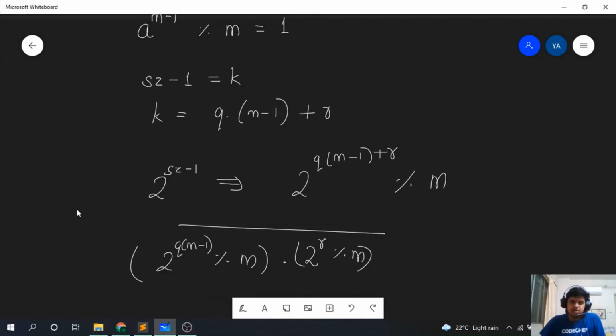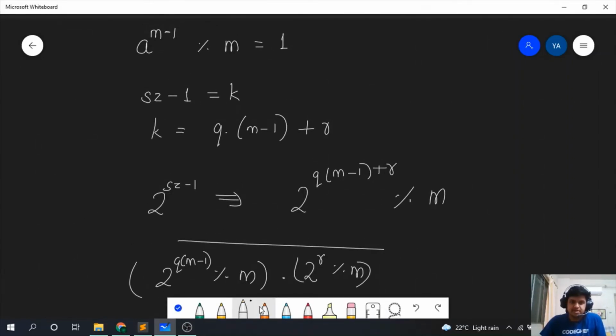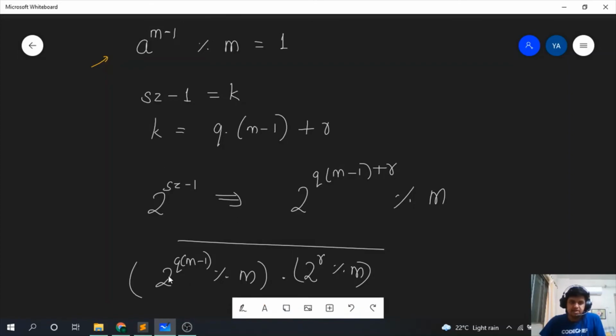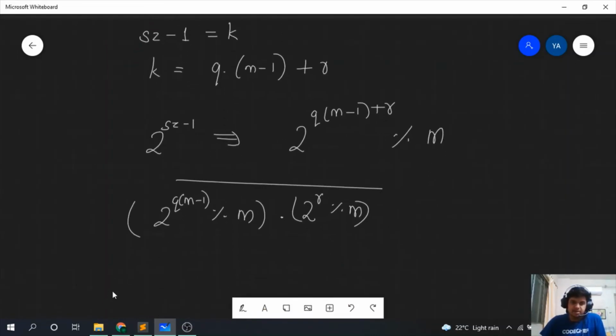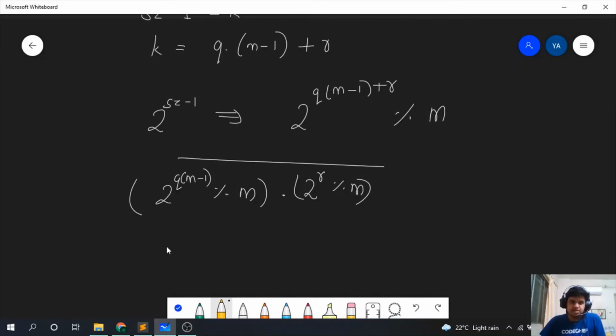Now let us revisit Fermat's little theorem over here. So here we saw that a to the power m minus 1 mod m is equal to 1. So this bracket is same as this, right? So the value of this bracket will be 1 because it is the same like a to the power m minus 1. So the value of this bracket will be 1. So what remains with us is 2 to the power r mod m.